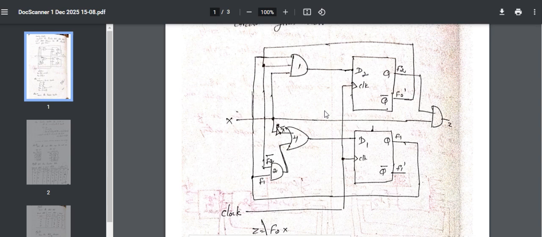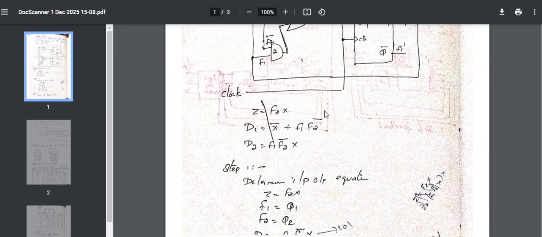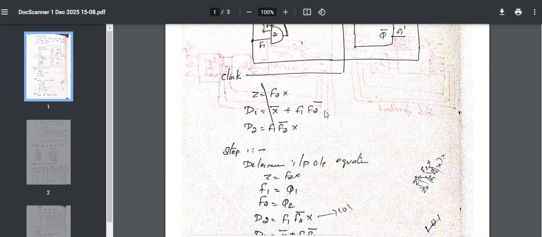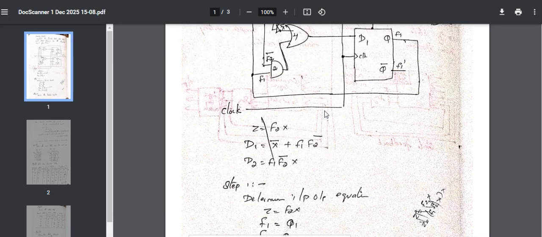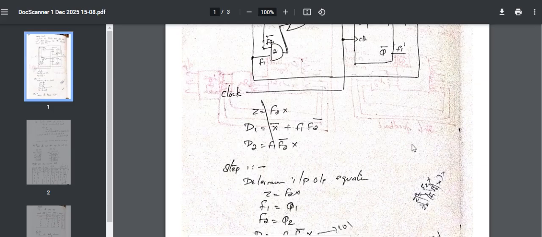This is the sequential circuit given. Step one is to find the input and output equations. So how do we find the input and output equations? From the given sequential circuit. See, the output is denoted as Z, so we need to find the output Z first.